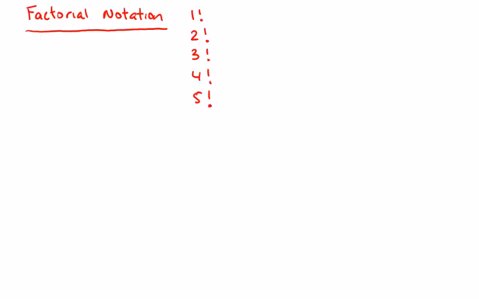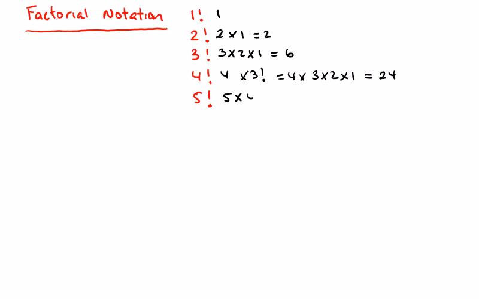So let's look at factorial notation. Factorial notation uses an exclamation mark. 1 factorial is just the number 1. 2 factorial is 2 by 1, which is equal to 2. 3 factorial is 3 by 2 by 1, which is equal to 6. 4 factorial, you could write it as 4 by 3 factorial. You may see it like that, which is 4 by 3 by 2 by 1, which is equal to 24. And 5 factorial, 5 by 4 by 3 by 2 by 1, which is 120.